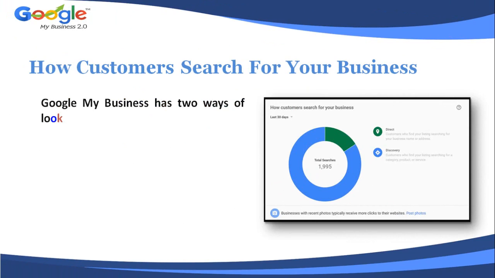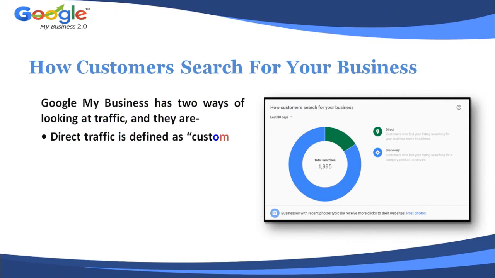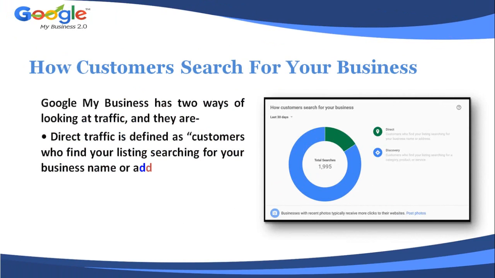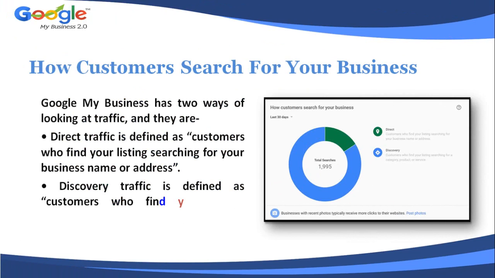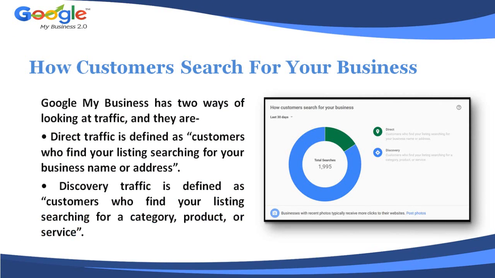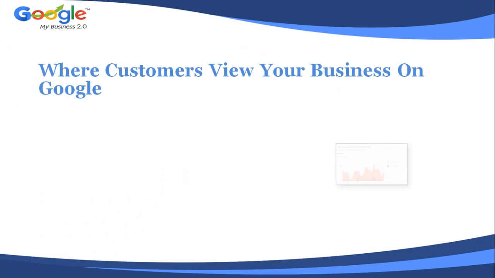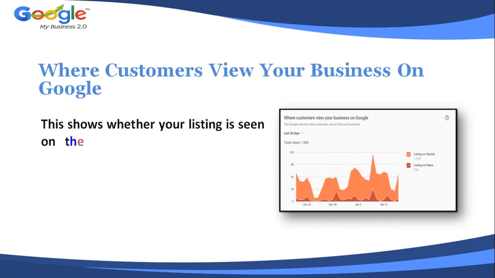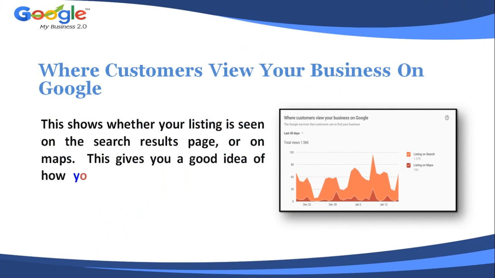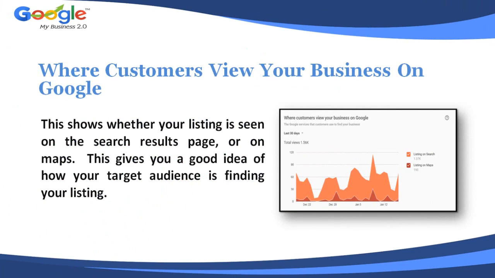How customers search for your business. Google My Business has two ways of looking at traffic. Direct traffic is defined as customers who find your listing searching for your business name or address. Discovery traffic is defined as customers who find your listing searching for a category, product, or service. Where customers view your business on Google shows whether your listing is seen on the search result page or on the maps. This gives you a good idea of how your target audience is finding your listing.